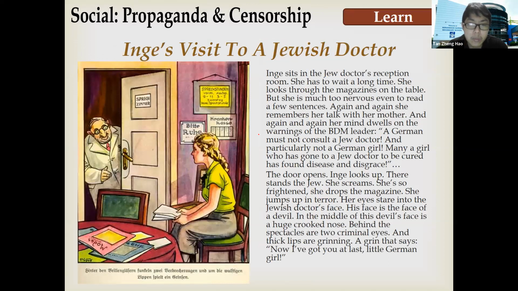We might have stories about how this Jewish doctor behaves. Just looking at the first few sentences, you can say the doctor made your patients wait a long time, things like that. The doctor has the face of a devil. Even stories like this were meant for kids, and were created to send a message that the Nazi party wanted to send.